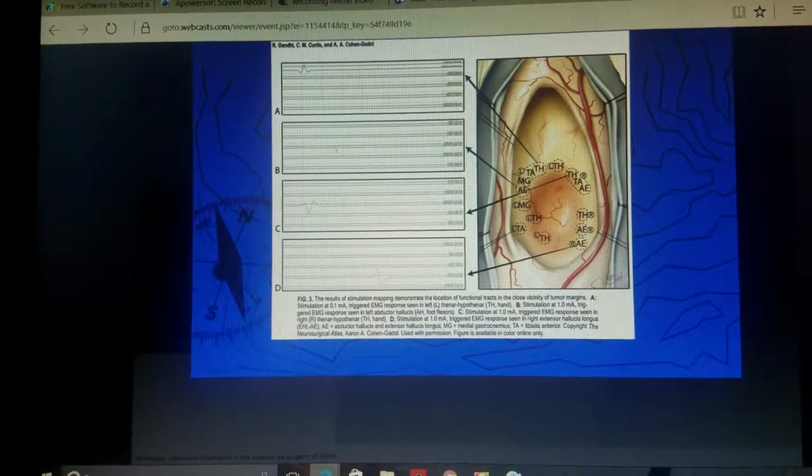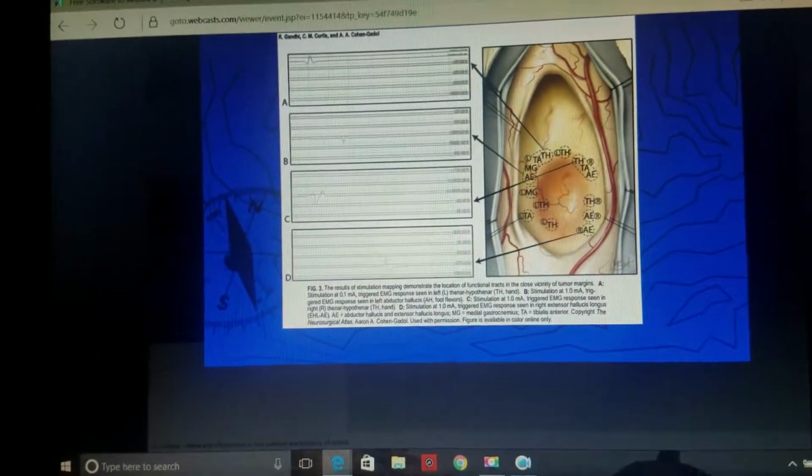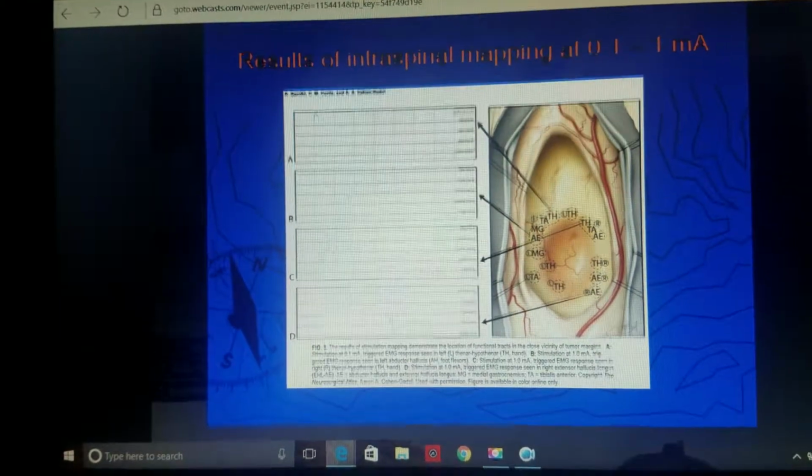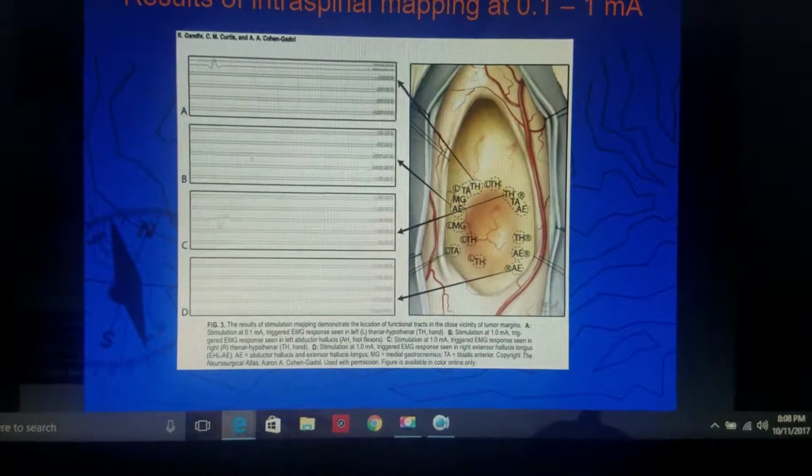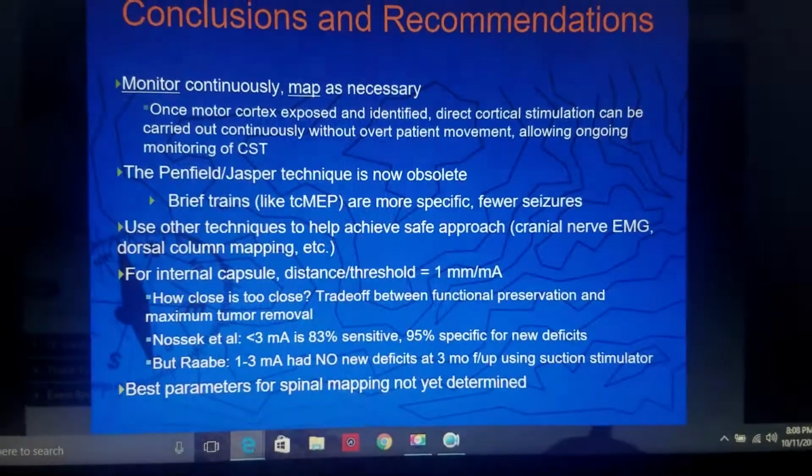What we don't know yet is whether this technique, which has been shown to be pretty valid for the brain, also works in the spinal cord. We don't know yet. This is fairly new stuff, so stay tuned.